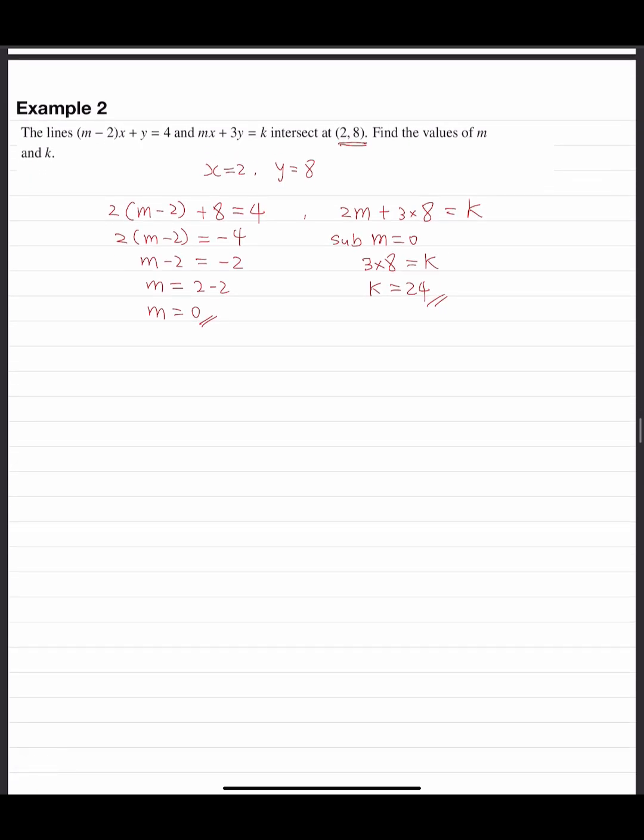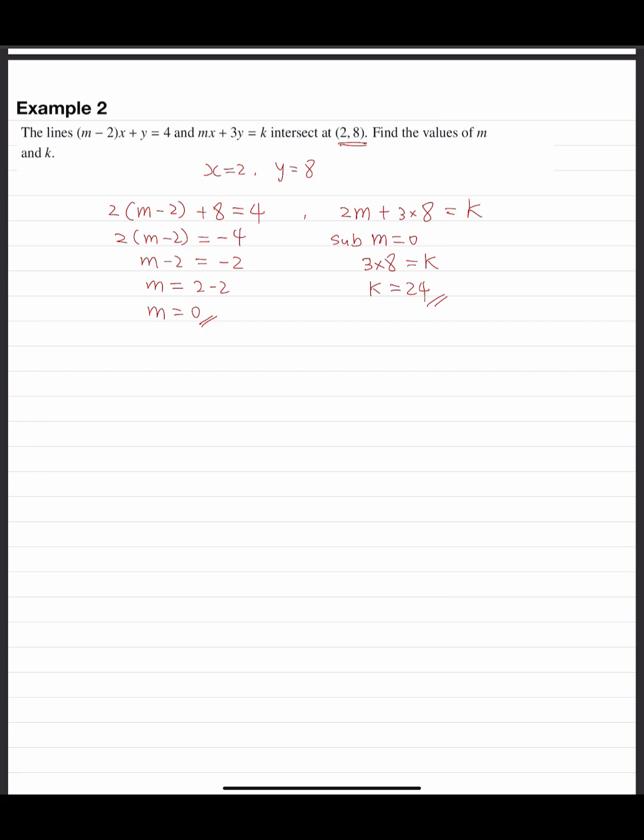Now let's look at the second example. They ask us to find the values of m and k. When they say the lines intersect at a specific point, we can substitute that particular point into the equations so that we can find the missing unknowns. Now, when we substitute (2, 8) in, you need to be careful that you substitute into the right one first. The first equation only has one unknown, m, while for the second one you have two unknowns, m and k. So you can't substitute into the second one first, otherwise you will end up with two unknowns you can't solve.